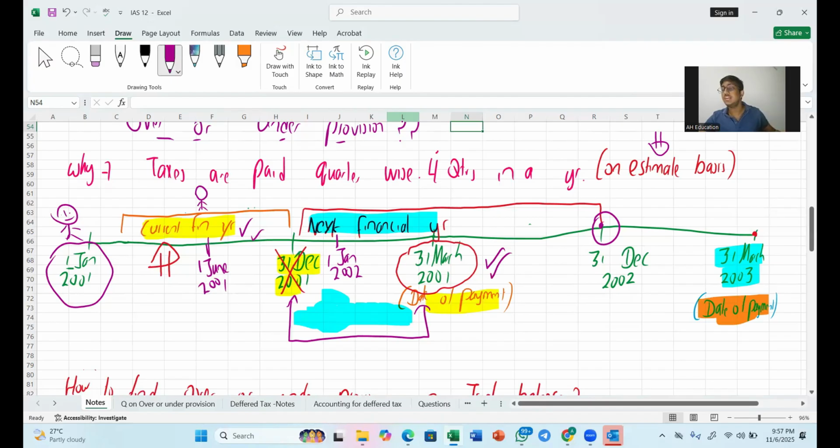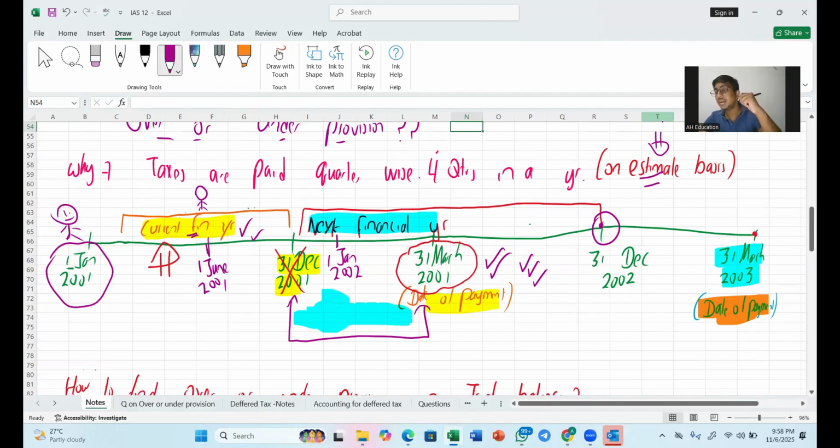Right. Again, he's making an estimate for the future payment that he's planning on making on 31st March 2001. Okay. Again, tell me, can he exactly determine how much he is supposed to pay in terms of taxes of your current financial year? I would say no. He cannot exactly tell how much. So therefore, this is done on estimates, right?